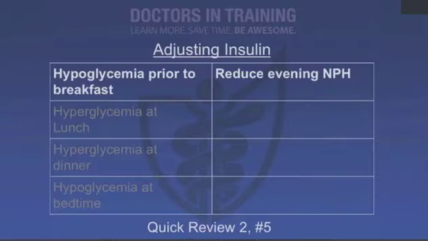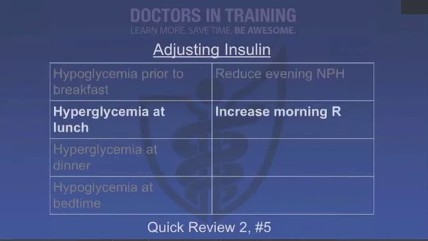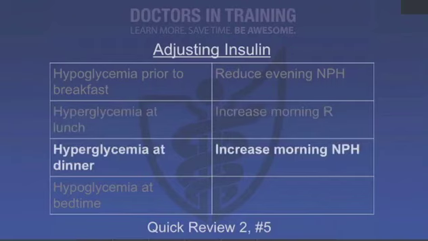The second one, hyperglycemia at lunch. Which dose of insulin is taking care of sugar levels at lunchtime if you're using NPH and R? It is the morning regular insulin that takes care of the lunchtime sugar level. Hyperglycemia at dinner, if you have that, which insulin would you adjust? Your sugar level at dinner time is dependent upon your morning NPH, because that morning NPH is supposed to carry you through 10 or 12 hours through the day and get you through to dinner. So your sugar level right before dinner time is reflective of how well you did with your morning NPH dose.